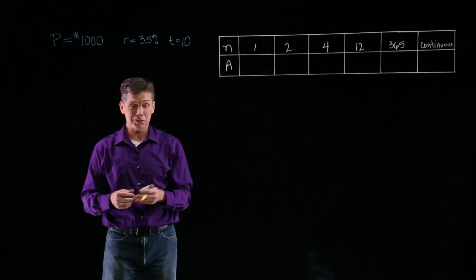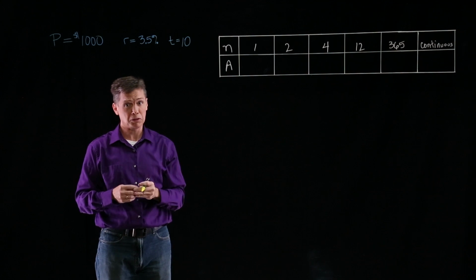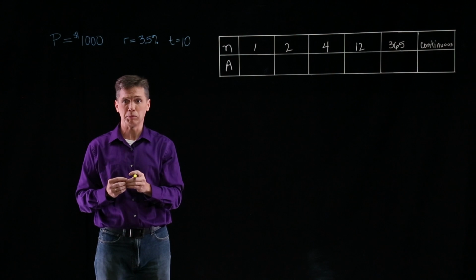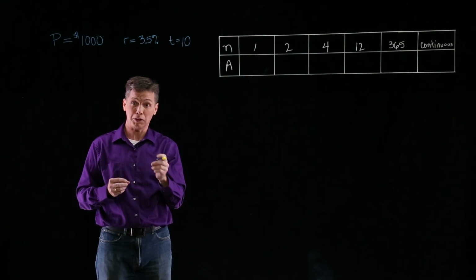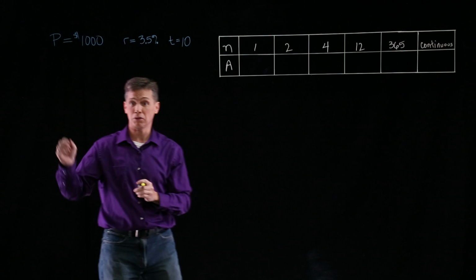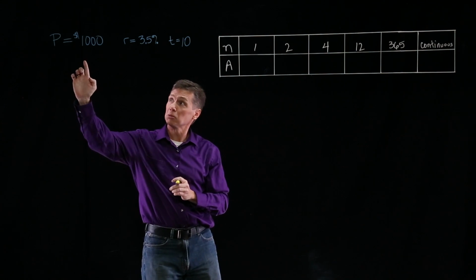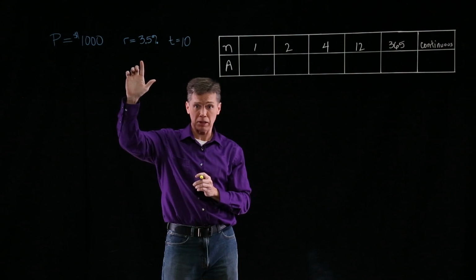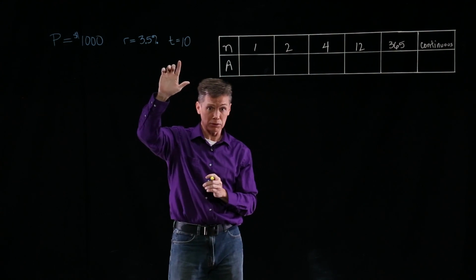Okay, in this problem, they ask us to just complete the table. As you can see, what's going on is we're trying to use some real-world examples of our exponentials that we've been learning. And in this case, the interest that you earn at a bank. Okay, so they're telling us here that we put a principal in of $1,000. The bank's offering us a rate of 3.5%, and I'm going to keep it in the bank for 10 years.